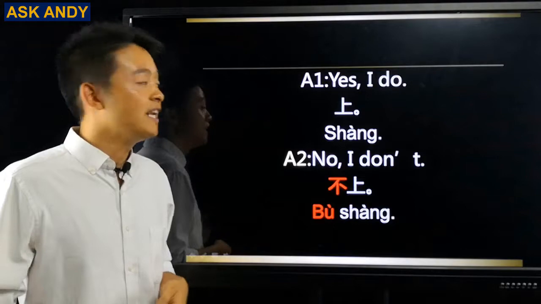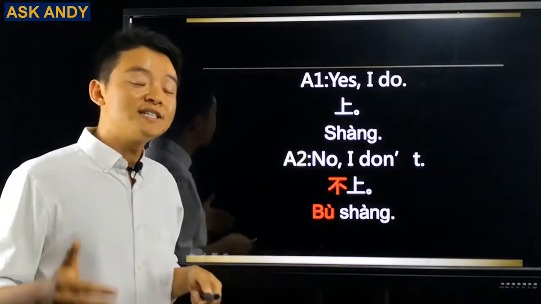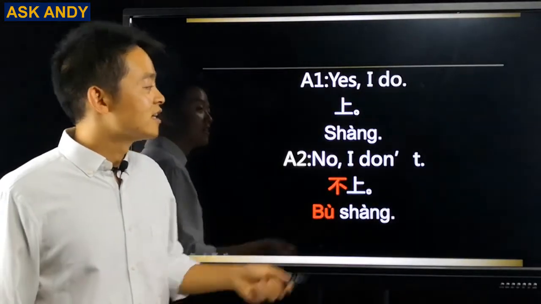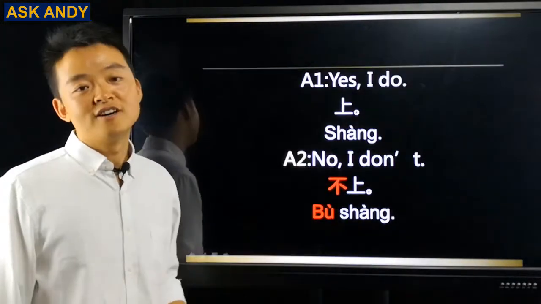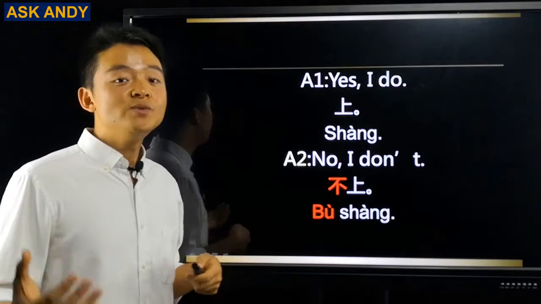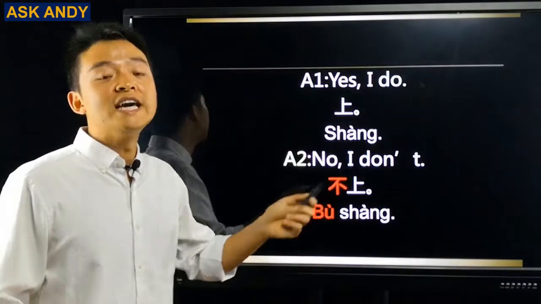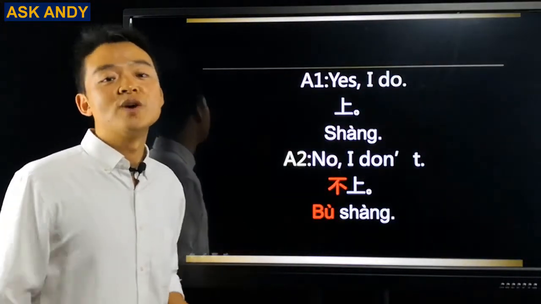How do you answer that question? In English, answer 1 is yes, I do. In Chinese, it is different. What we say is 上. Answer 2, no, I don't. In Chinese, it is 不上. You can see that in Chinese, what we do is just to quote the verb or negate the verb to answer a yes or no question.